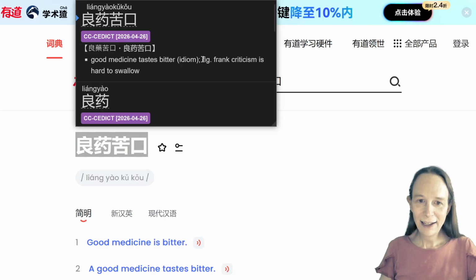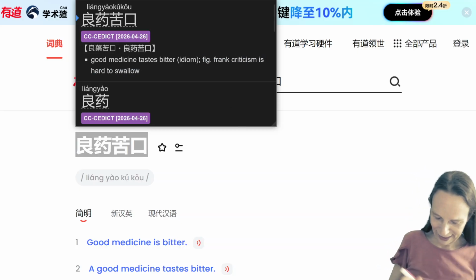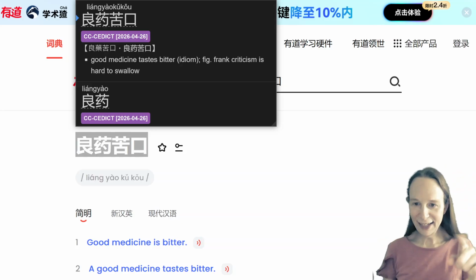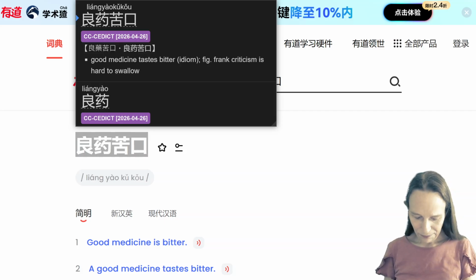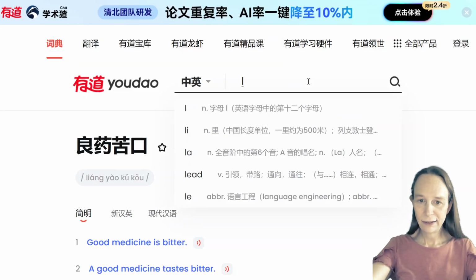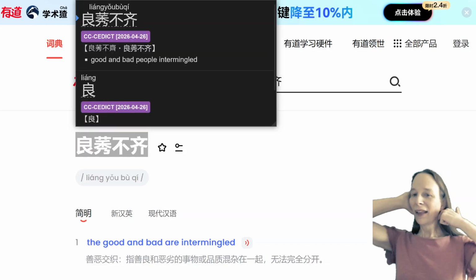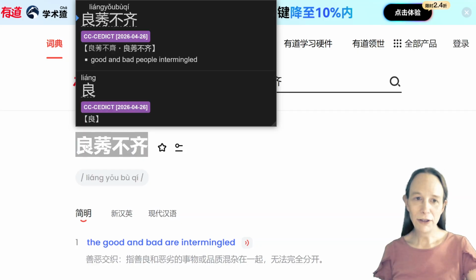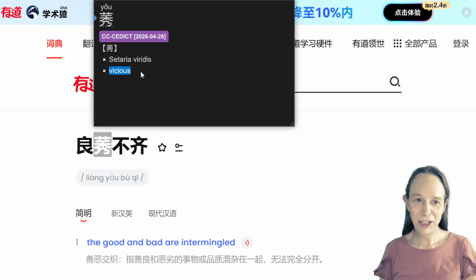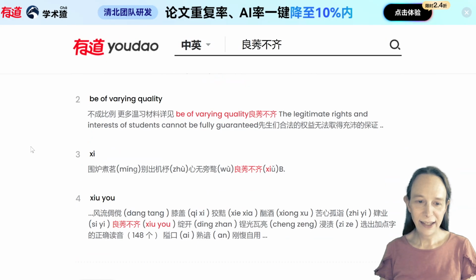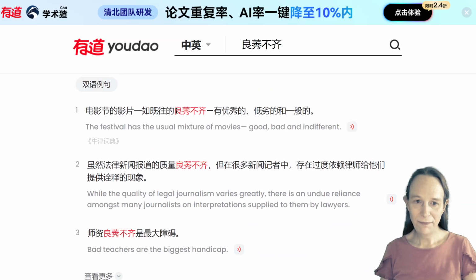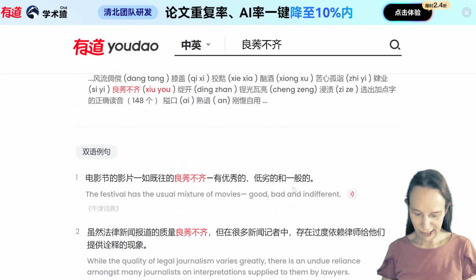Bitter to taste. All right, I do know this one. I'm going to color this in. I have encountered that one in the wild. Okay, 良莠不齐. What is 良莠不齐? I don't know this one. I've colored it in green for some reason, which is a highlighter I don't use very much. What is 莠? Vicious. So a mixed motive. Good, bad, indifferent.